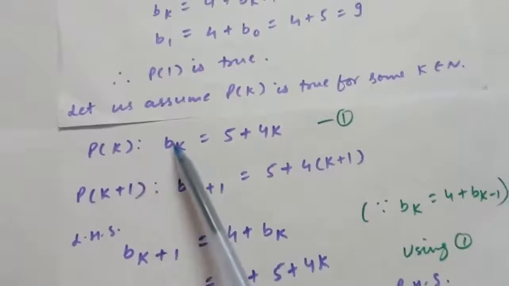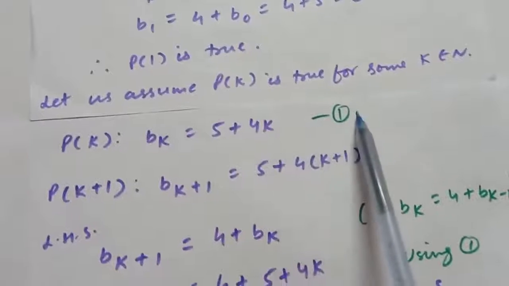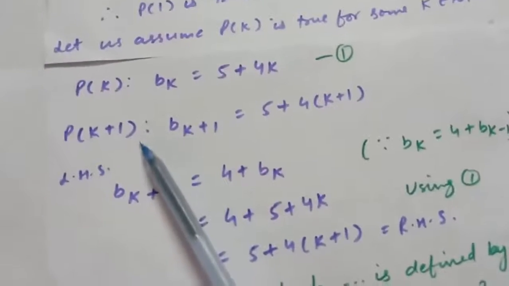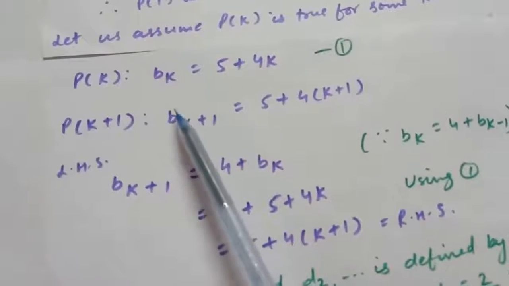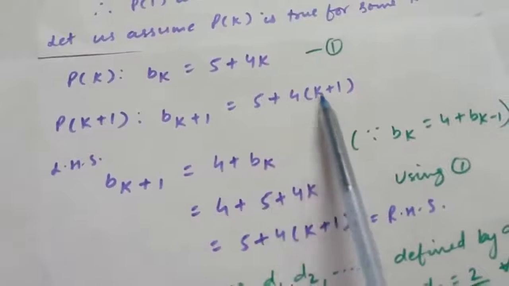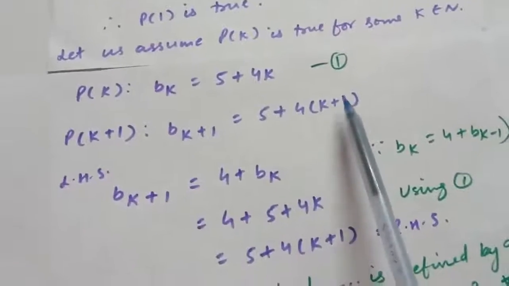Now let us assume that Pk is true for some k belongs to natural number. So Pk will be Bk is equal to 5 plus 4k, and let this be 1. Now P(k plus 1), which we want to show is true, will be B(k plus 1) is equal to 5 plus 4 bracket k plus 1. In place of k, just put k plus 1, right?